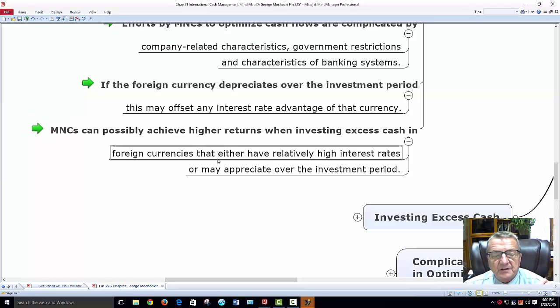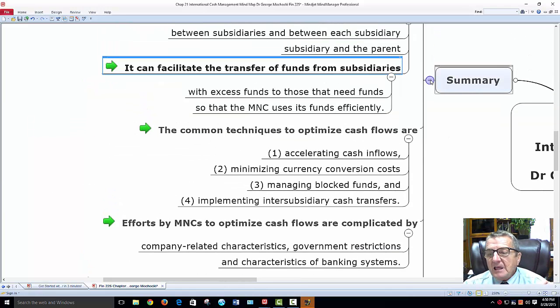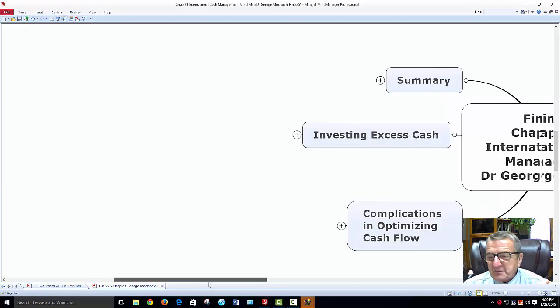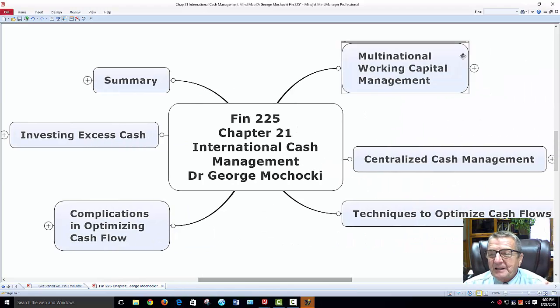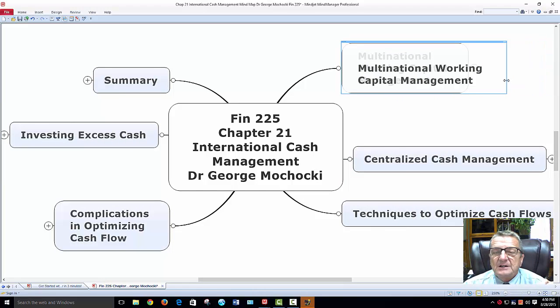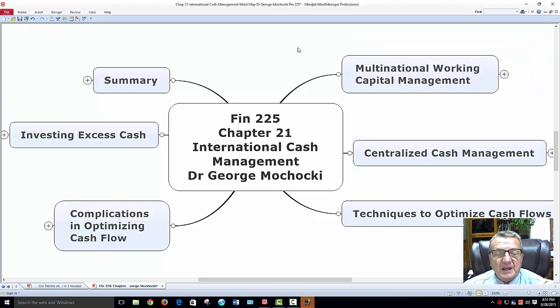Okay, so foreign currencies have either. Okay, we're good at that. We're done. Our last chapter, chapter 21. Let me just make this a little shorter. We talked about managing cash, and this is the same strategy.